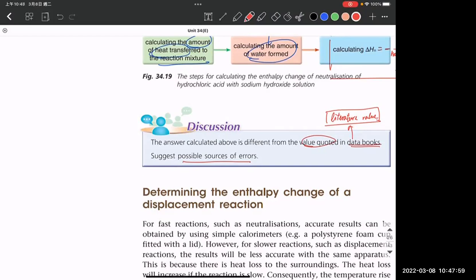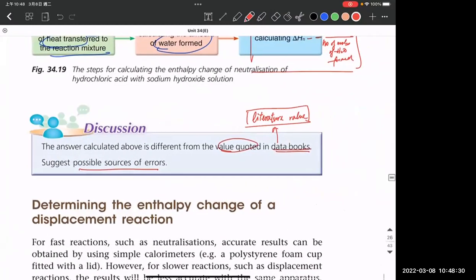Anything about the experimental design or the mathematical calculations which will cause certain errors? Now, it is calculated to be 55.2 kilojoule per mole. So what is the literature value? First of all, before you do the calculations, do you know the literature value for this delta H of neutralization between HCl and NaOH? 57.1 kilojoule per mole.